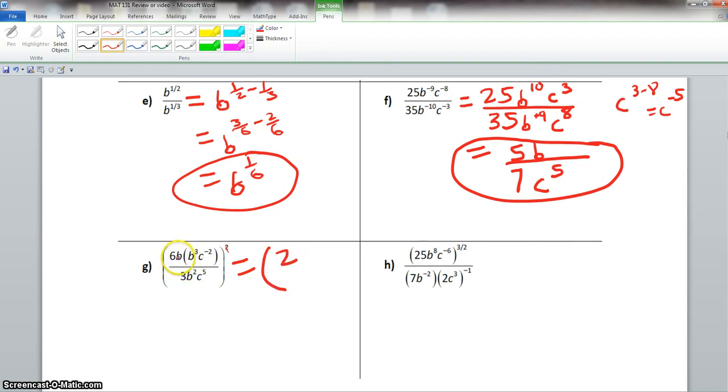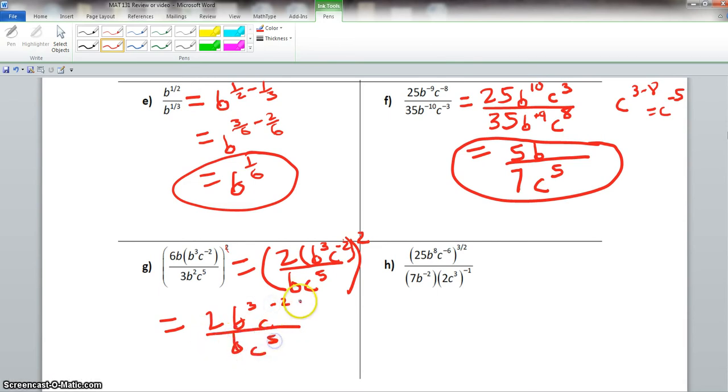And then what we could do here is b and b squared. We know that will leave us a b in our denominator. And we'll bring down our c to the 5th. And inside our parentheses, we have b to the 3rd, c to the negative 2, all squared. Now, again, we will multiply here. So we will have 2b to the 3rd, c to the negative 2, all over bc to the 5th. And all of that is squared.